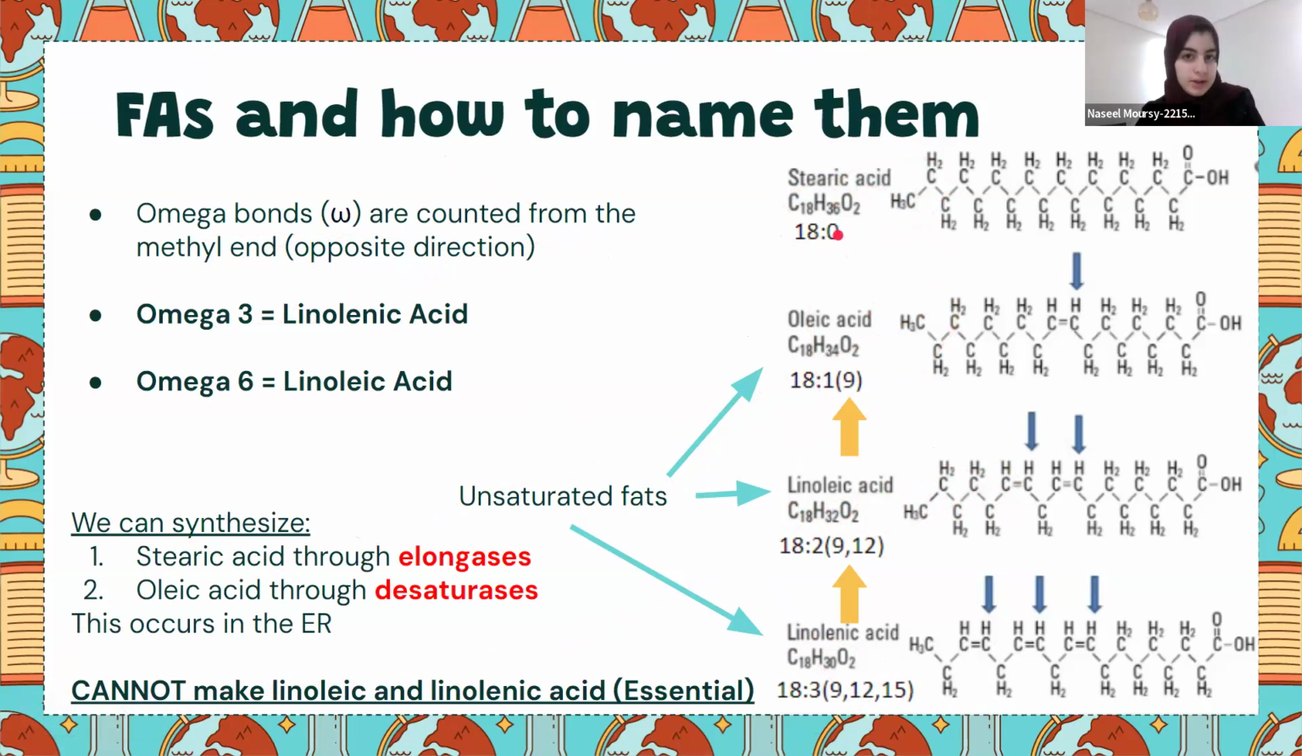Now we can synthesize stearic acid and oleic acid through different enzymes. Stearic acid is synthesized through an elongase, from the name meaning that it elongates the fatty acid chain. Oleic acid, since it has a double bond, we need to desaturate it, so it is synthesized by a desaturase. Now, this process occurs in the endoplasmic reticulum, the ER, unlike the normal fatty acid synthesis, which occurs in the cytoplasm. Is this concept clear?